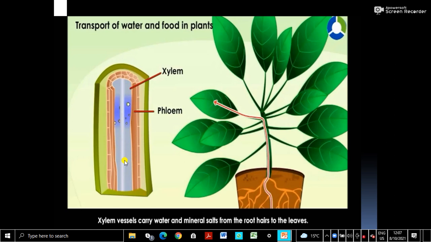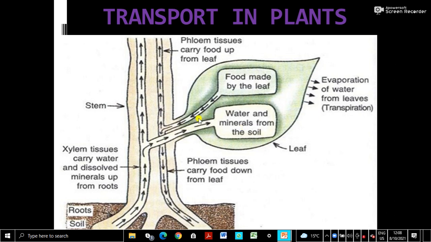Okay, now let's see. Xylem vessels carry water and mineral salts from root hairs to the leaves. It is the root hairs which absorb water from the soil and it has to move upwards. So let us see the details of it. So here, see, this is what I was telling. Food is made by the leaves, by photosynthesis we have learnt, and water and minerals are absorbed from the soil by the roots. So the roots absorb water from the soil, so this has to move upwards. So you can see the arrow through the xylem. Xylem acts as the water pipe.